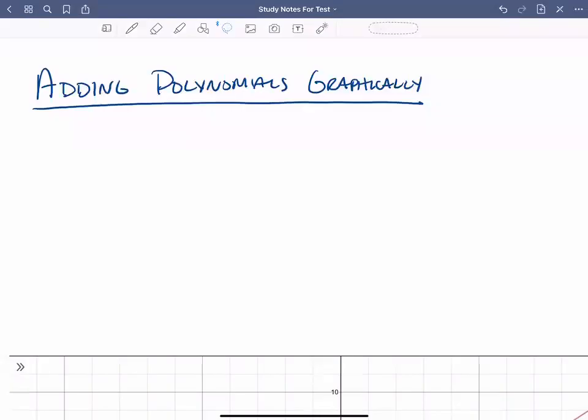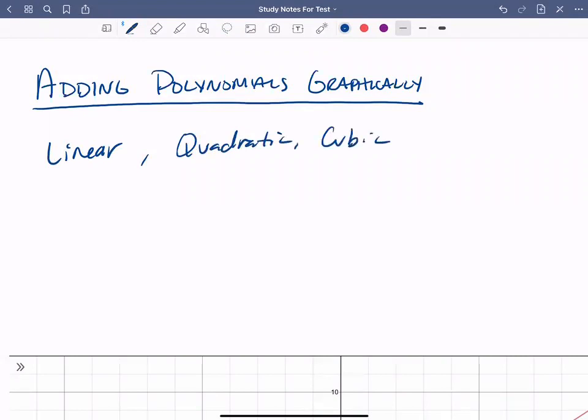Now we're going to move into adding polynomials graphically. Before I move into how to add them graphically, I want to talk to you about the types of functions that we've been working with graphically. We've been working with linear, quadratic, and cubic. These are the three types of functions that we have been working on in class.